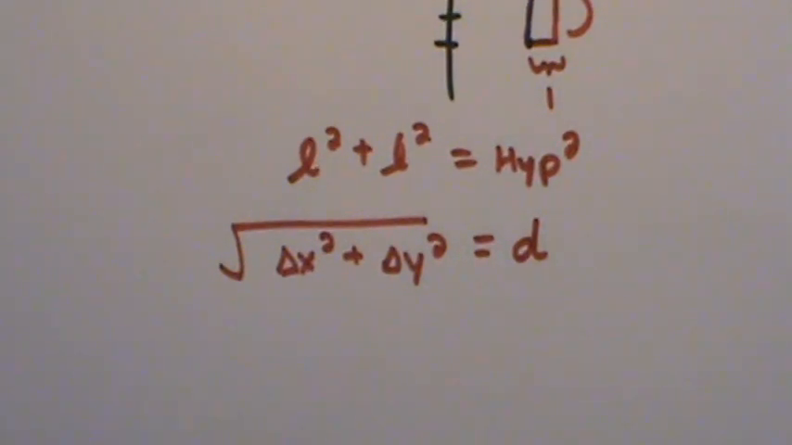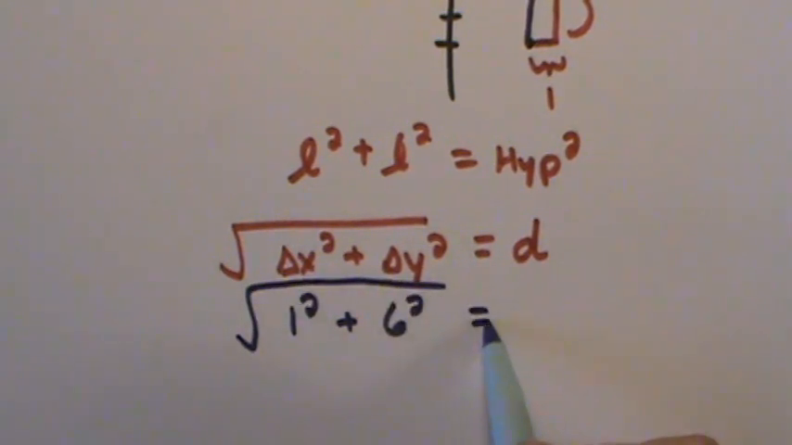Now I simply throw those values in. So my delta x was 1. I need to square that. My delta y was 6. I need to square that. And then I'm going to root that result.